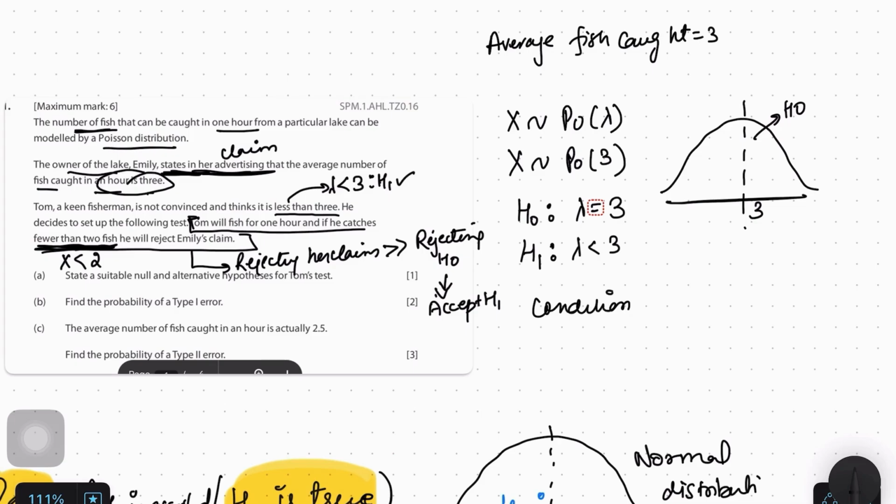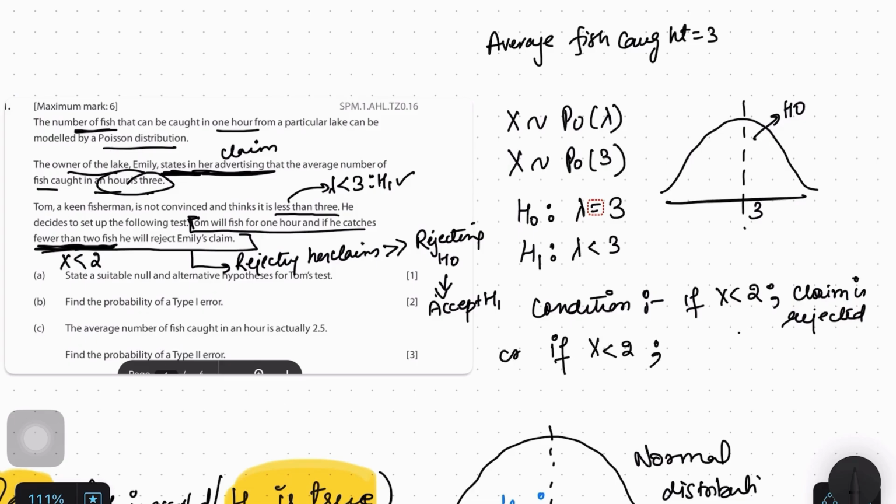At the same time you can define your null hypothesis as lambda equals 3, right? But if we go further, Tom, a keen fisherman, is not convinced and thinks that it is less than 3. When it says it's less than 3, this is the alternative claim, right? So this statement says that it is the alternative claim.